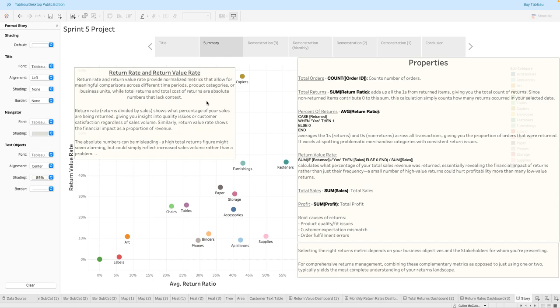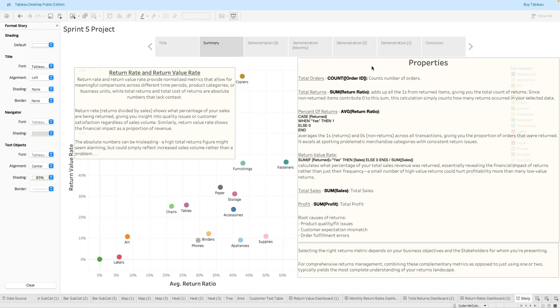Similarly, return value rate shows the financial impact as a proportion of revenue. The absolute numbers can be misleading. A high total returns figure might seem alarming, but can simply reflect the increased sales volume rather than a problem.